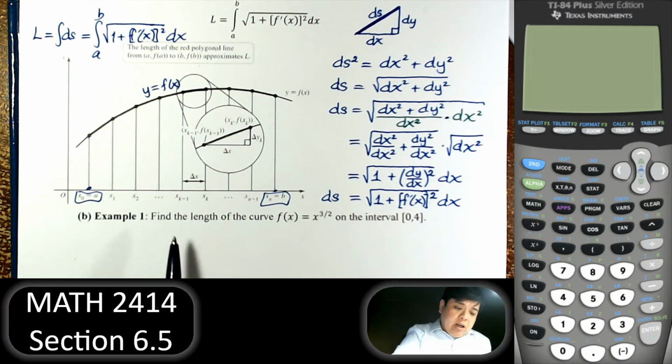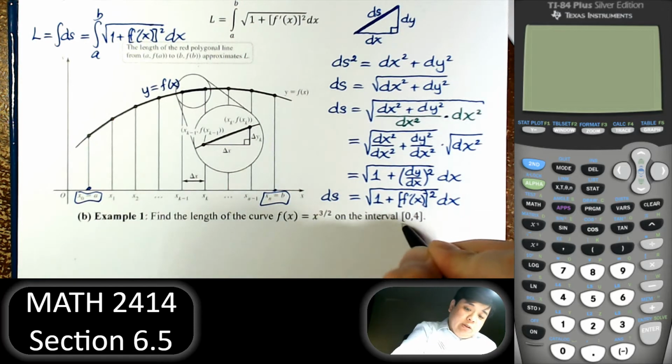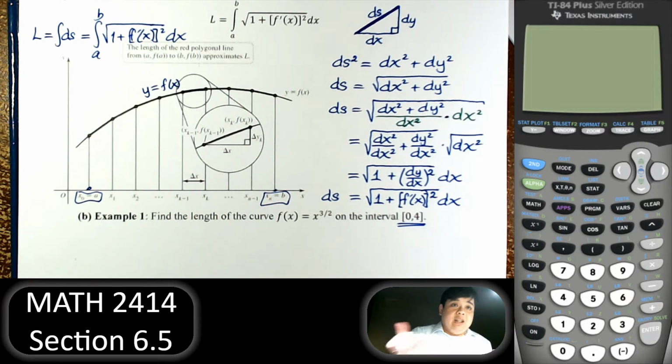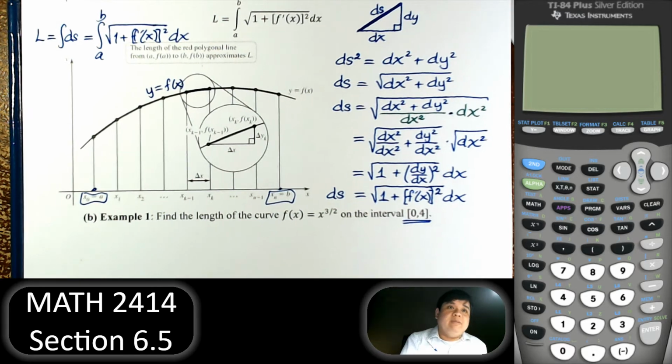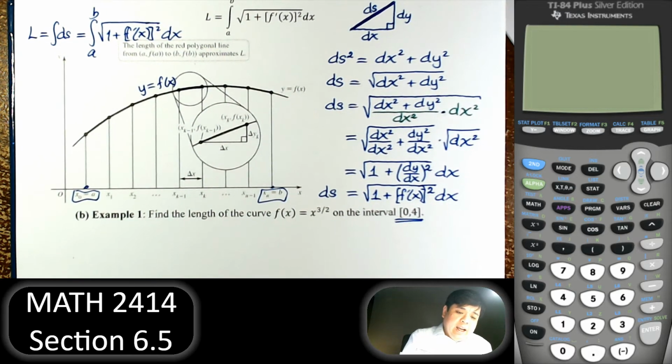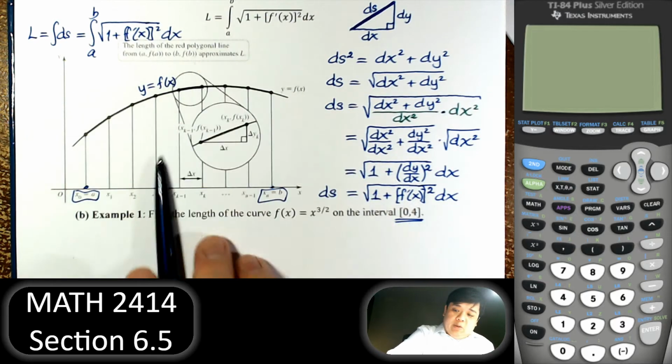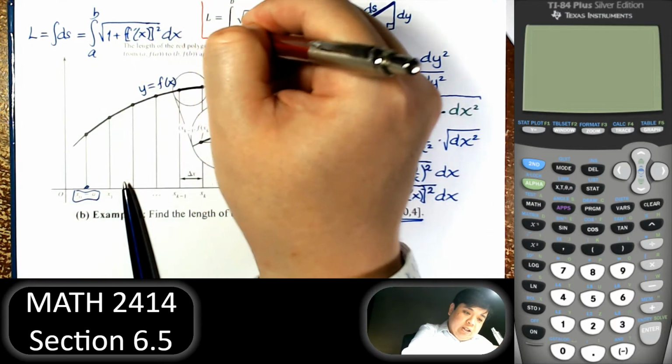Right, so I'll find the length of the curve. So we have a function on the interval 0 to 4. We have the limits and the function, simple enough, and the formula is there. So, right, the formula is here, obviously.